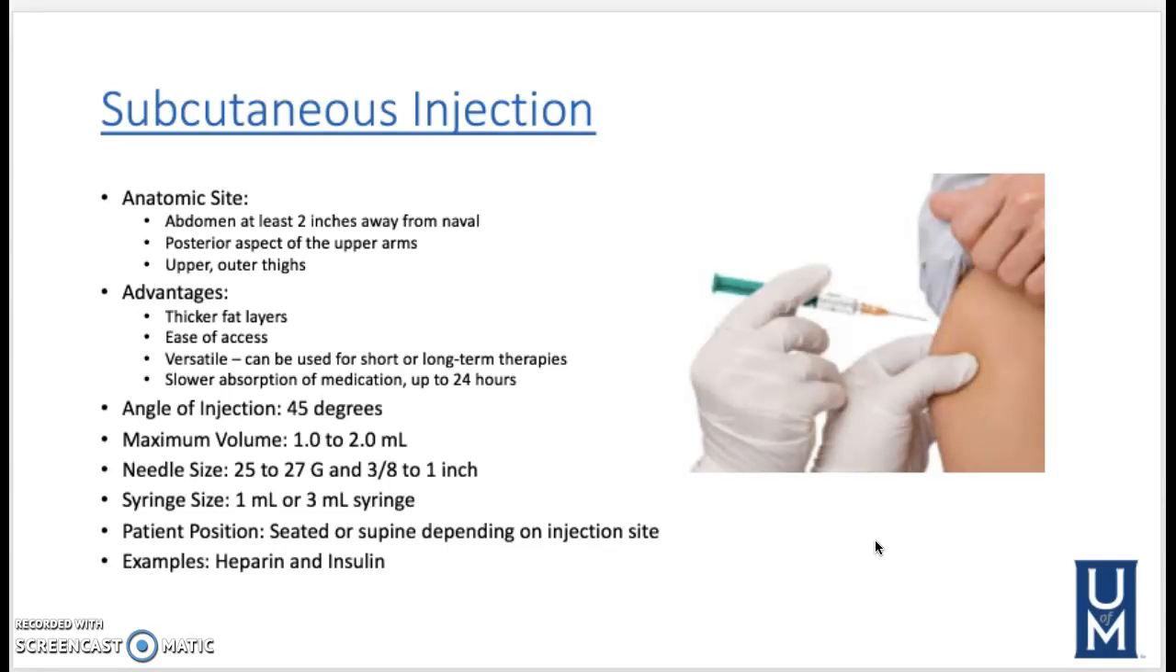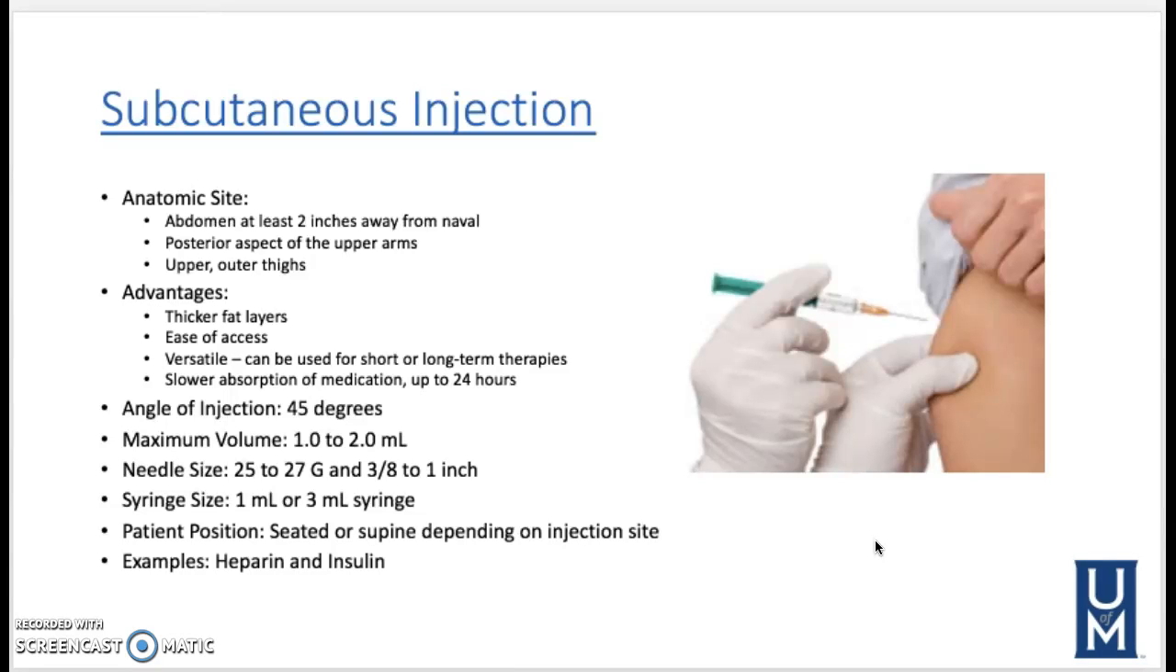All of those areas have a little bit more fat, and that's where we actually want to get the medication in. We're not going all the way to the muscle. We're going to keep that injection into the subcutaneous tissue. So advantages here: thicker fat layers, ease of access, versatile. You can use these types of injections for short-term or long-term therapy. Long-term, insulin users use subcutaneous injections. It's a little bit slower absorption of medication and can sometimes take up to 24 hours to work.